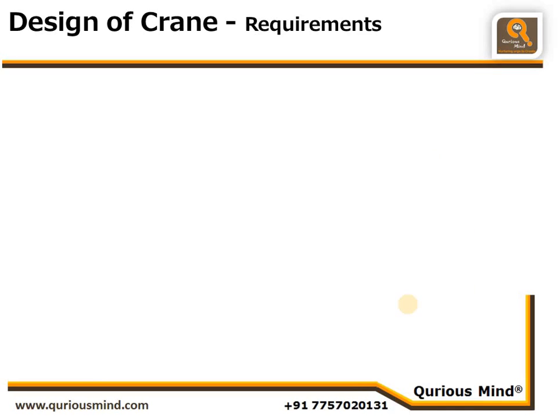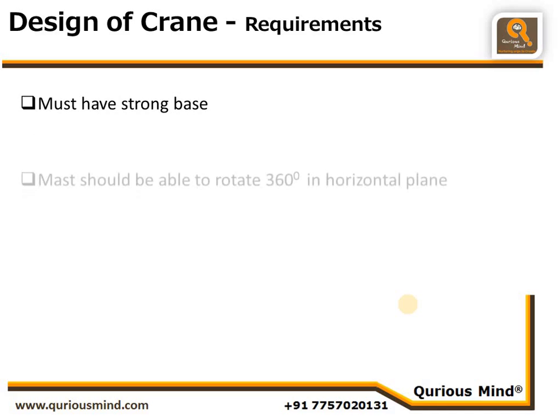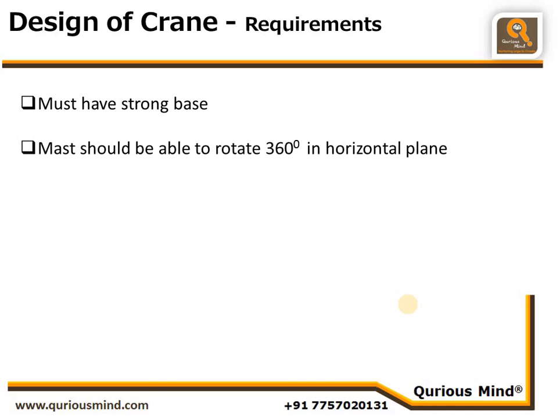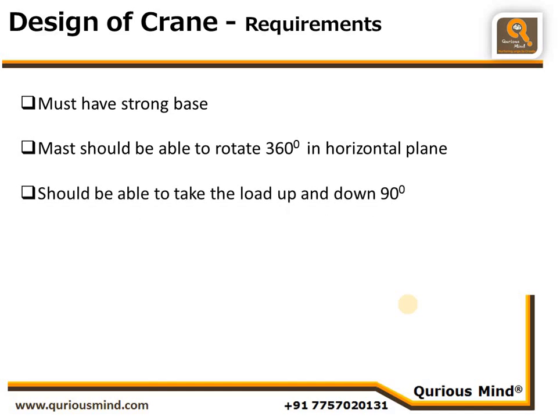Our first step, as we know, is requirements. Our crane must have a strong base. That is our requirement one. It should have a mast which is able to rotate 360 degrees in a horizontal plane. We should have an assembly which can take the load up and down, and that should be able to rotate at least 90 degrees. And finally, both the rotations, that is the rotation of the mast as well as the assembly which takes the load up and down, should be smooth. So these are our requirements of the crane.